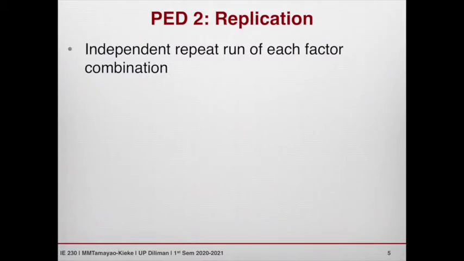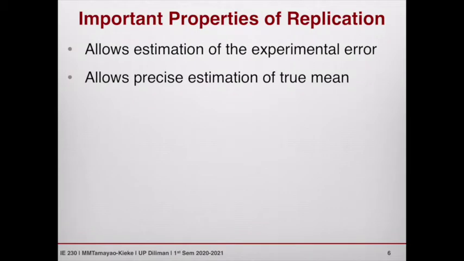Let's move on to the second principle. The principle of replication means that repeat runs of each factor should be independent. There are two important properties of replication. First, it allows estimation of the experimental error, and this estimate of error is used as a basis for determining whether observed data are truly statistically different. Second, it allows precise estimation of the true mean.